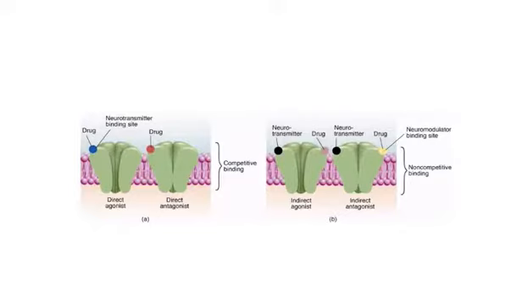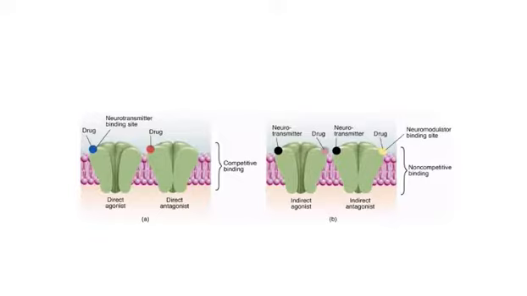This is just an example of a direct agonist and a direct antagonist, and this is where the neurotransmitter normally binds. The drug can bind to that very site as well and mimic the effect of that neurotransmitter. That would be a direct agonist if it opens the ion channel. If it prevents the ion channel from opening, it would be a direct antagonist. So in this case, a drug is kind of competing for the binding site of the neurotransmitter. There's only one such binding site.